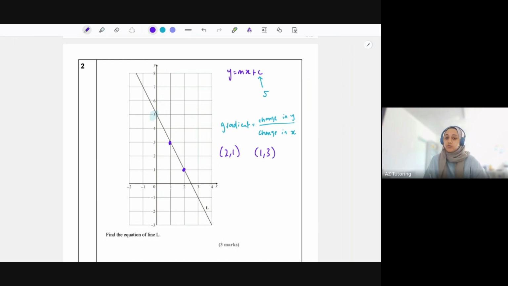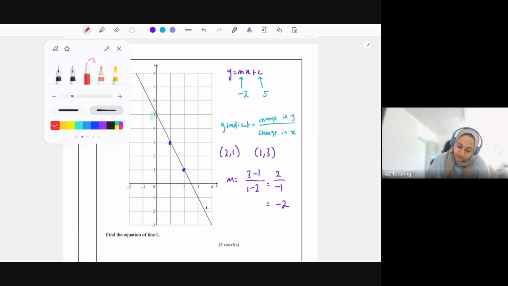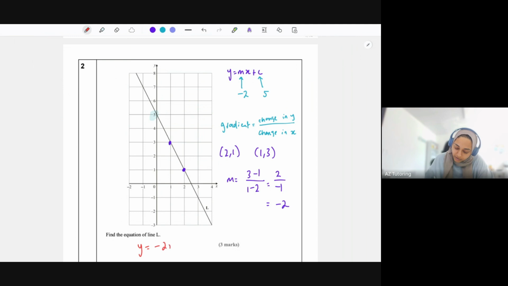And all I'm going to do is change in y divided by change in x to find the gradient. So I can do 3 minus 1 over, and going in the same order for x, 1 minus 2. 3 minus 1 is just 2. 1 minus 2 is minus 1. 2 divided by minus 1 is minus 2. So my gradient, my m value, is minus 2. So therefore, the equation of the line is just y equals minus 2x plus 5.